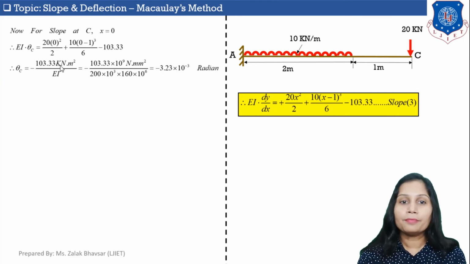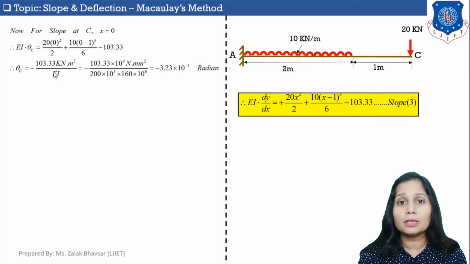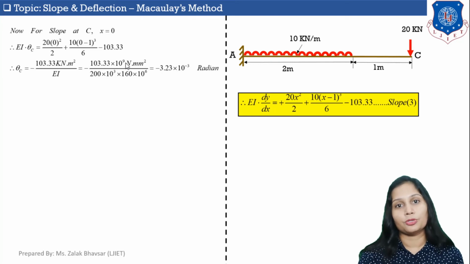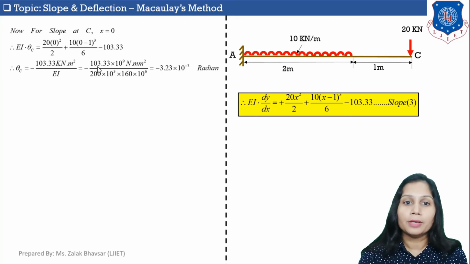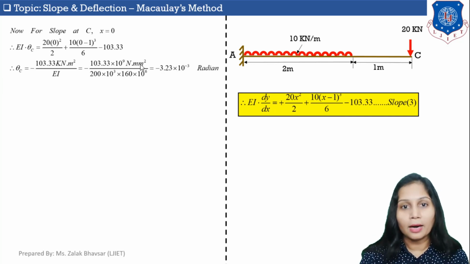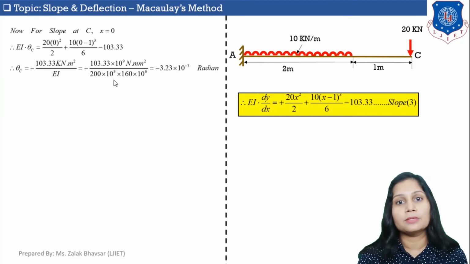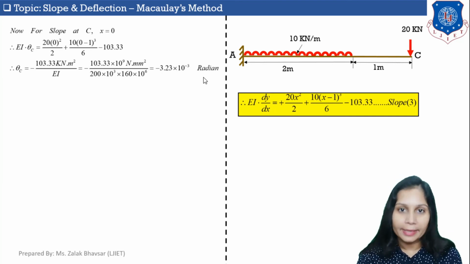Now, if I need to convert kilonewton into meter square into newton into mm square, then I need to multiply 103.33 with 10 raised to 9. So 103.33 into 10 raised to 9 newton into mm square, upon the value of E, which is 200 into 10 raised to 3, and the value of I, which is 160 into 10 raised to 6. So I will get the value of theta C, which is slope at point C, equal to minus 3.23 into 10 raised to minus 3 radian.